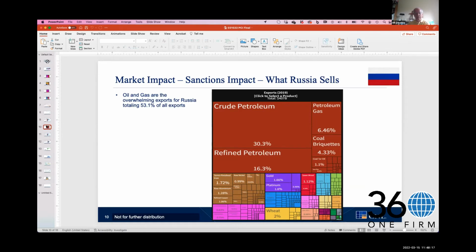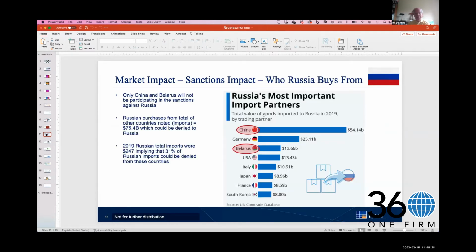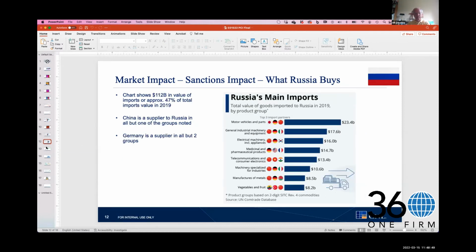It's mostly energy: crude, gas, coal. It's 53% of all exports are in the energy sector. Next one. As far as the import partners, you can see again, China and Belarus are major ones, and the rest, Germany is up there. I'll talk a little bit more about the China relationship with Russia in terms of their natural gas in just a moment. But let's go to the next slide.